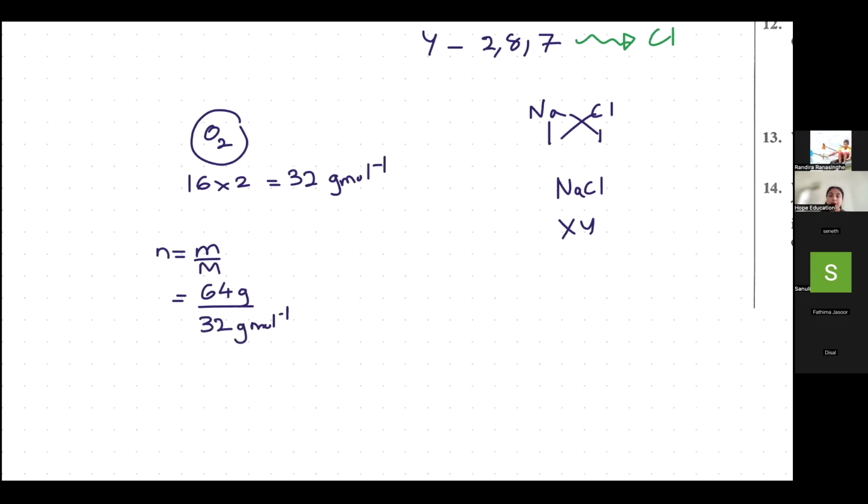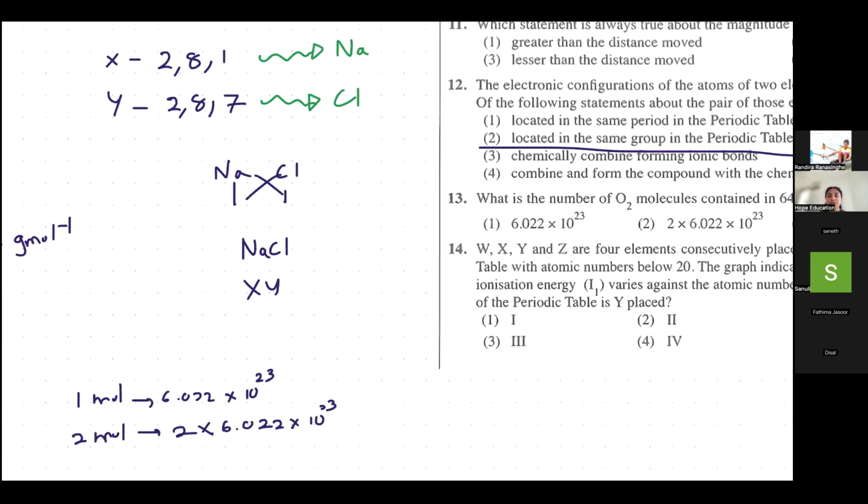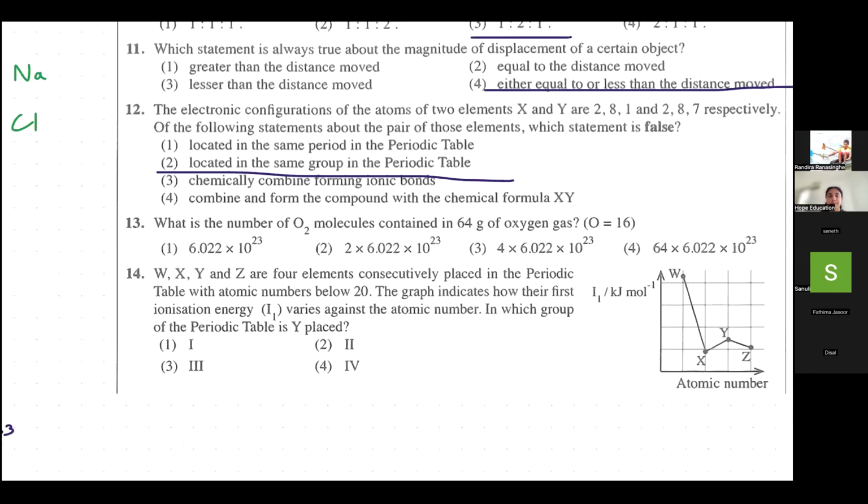So 64 divided by 32, it is 2 moles. We know 1 mole has 6.022 into 10 to the power 23. Then 2 moles would have twice this much. Twice 6.022 into 10 to the power 23. So this is the answer.